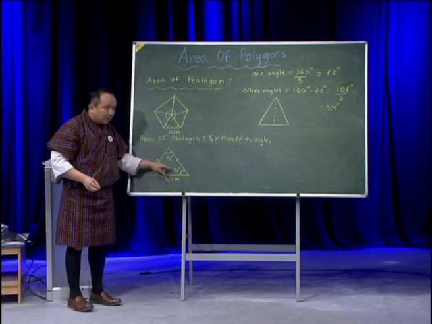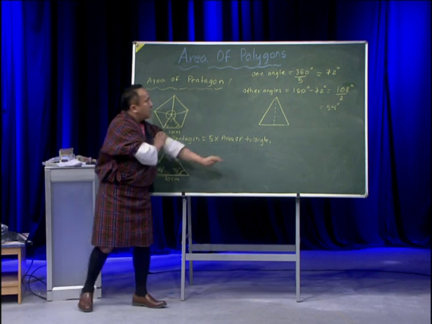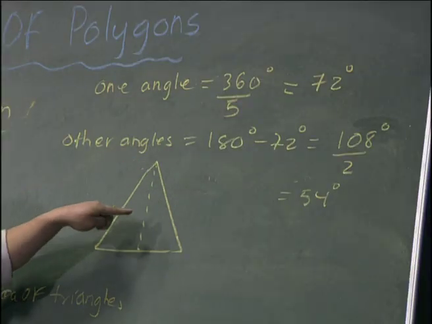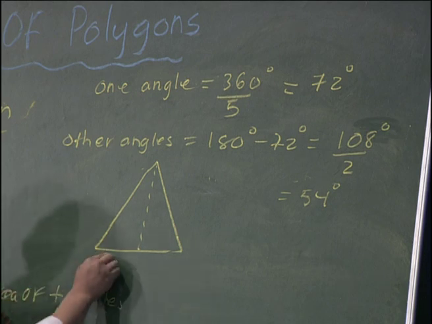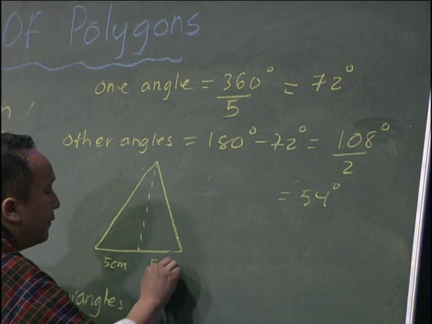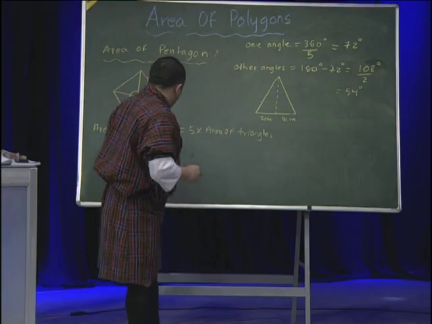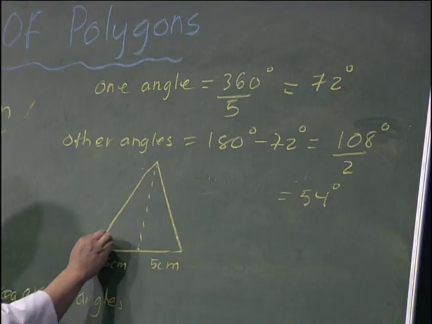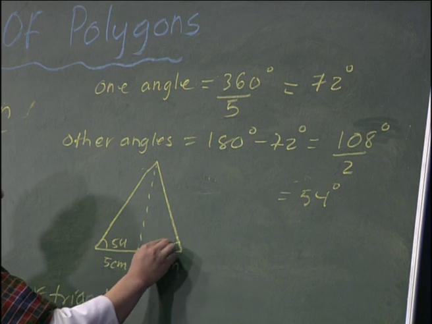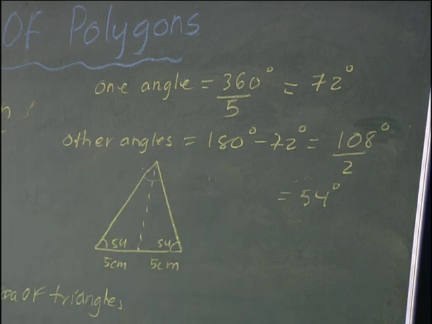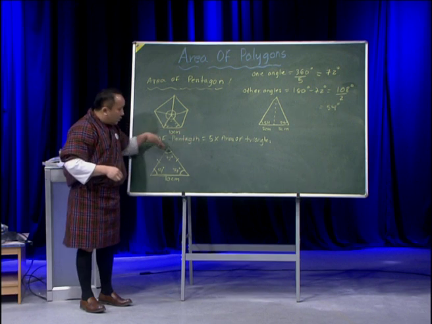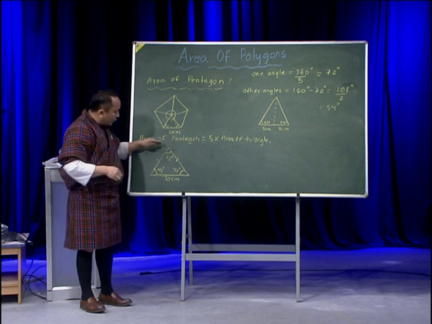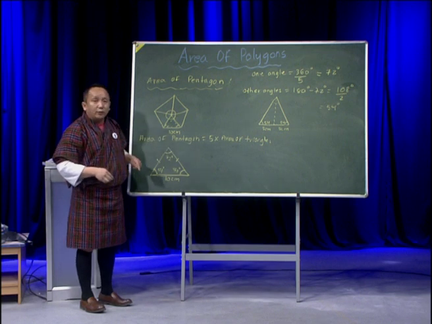What is the side here? It is 10 centimeters. When you construct the height from that vertex, it divides the base into 2 equal halves. So it will divide into 5 centimeters and 5 centimeters. We know that this angle is 54, so this is going to be 54, and this is going to be 54, and that is going to be 72. Now, we could not use the second formula, which is AB sin x, because we didn't know one of the sides of the triangle.